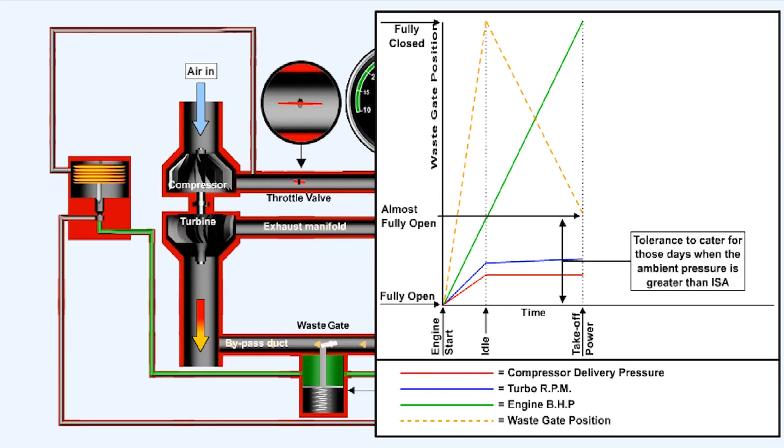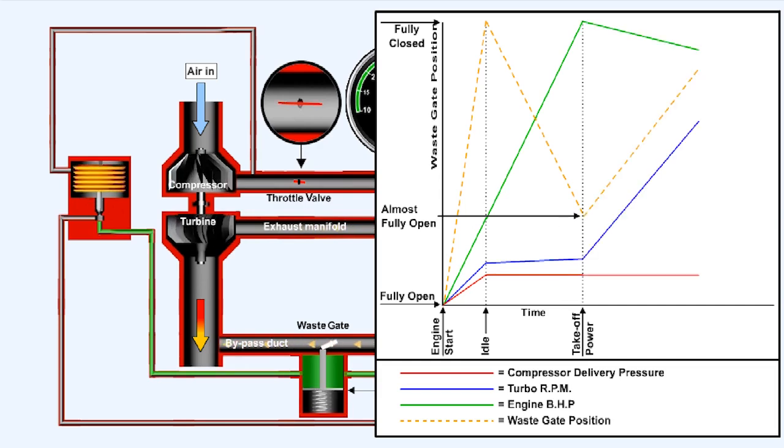The wastegate has to be able to open a little further than the position it assumes on an ISA day at sea level to cater for those days when the ambient pressure is greater than ISA. Without the ability to open further, there would be no way to reduce the turbine speed and thus maintain the compressor outlet pressure within limits on those high ambient pressure days.